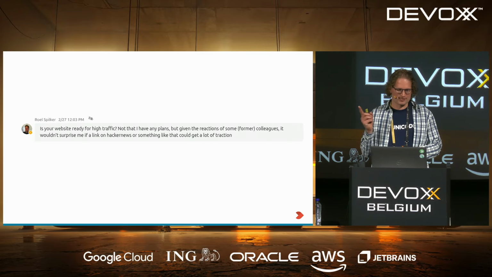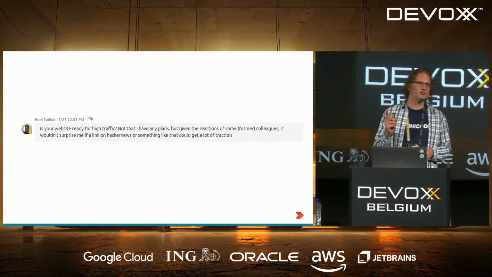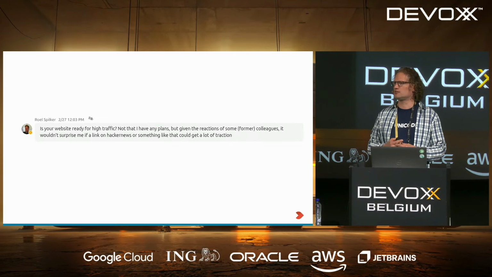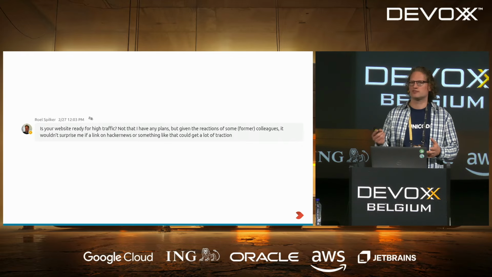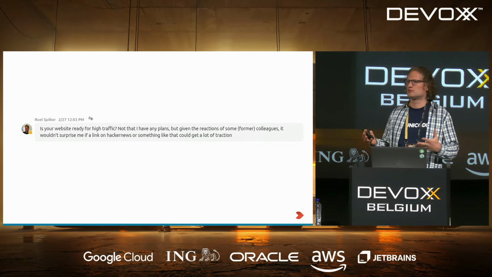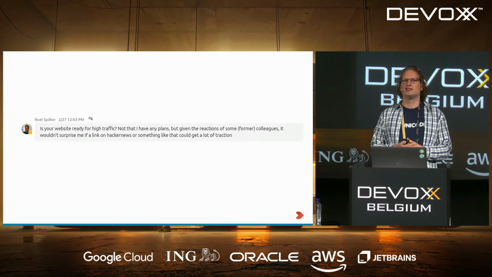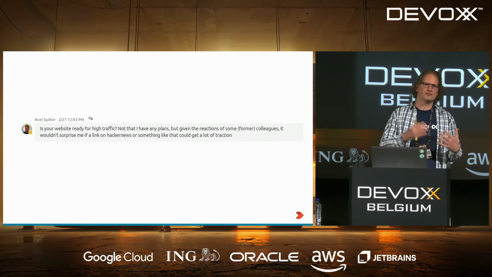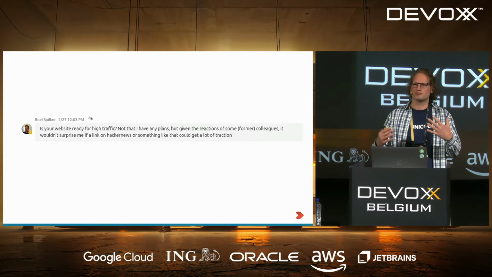So at the start, my colleague, Roel, warned me. Is your website ready to handle the load? What if it goes viral? That's not such a strange question, because whenever Eric Wastl talks about Advent of Code, he's always talking about how it went viral and how he was struggling to keep up with the load.